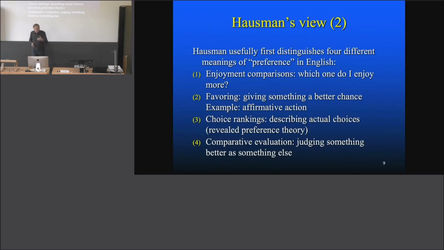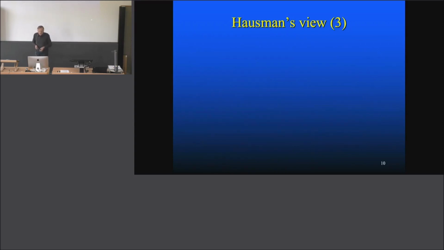So these are 4 different things. Enjoyment comparison and favoring are not part of economics. But number 3 is, of course, revealed preference theory, and we will see that number 4 is what Hausman favors in a specific variant, and I'm going to explain that to you. So that is very useful to have in mind. I was about to say that it is so useful that one may use it in a written examination, for instance, but I'm not promising anything.